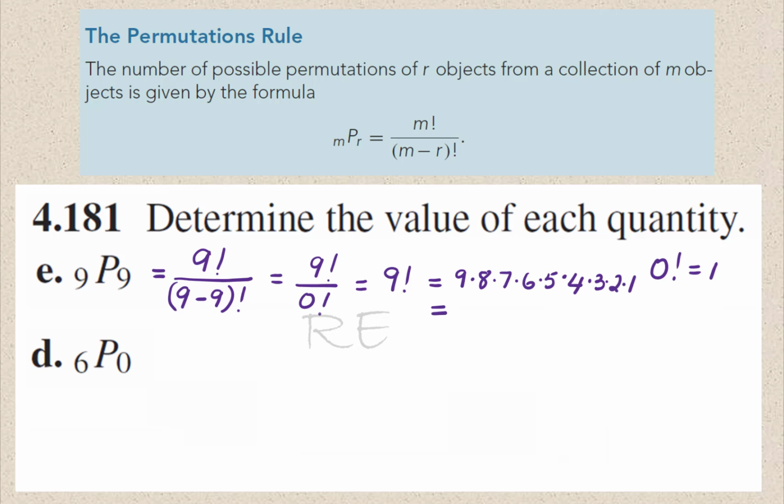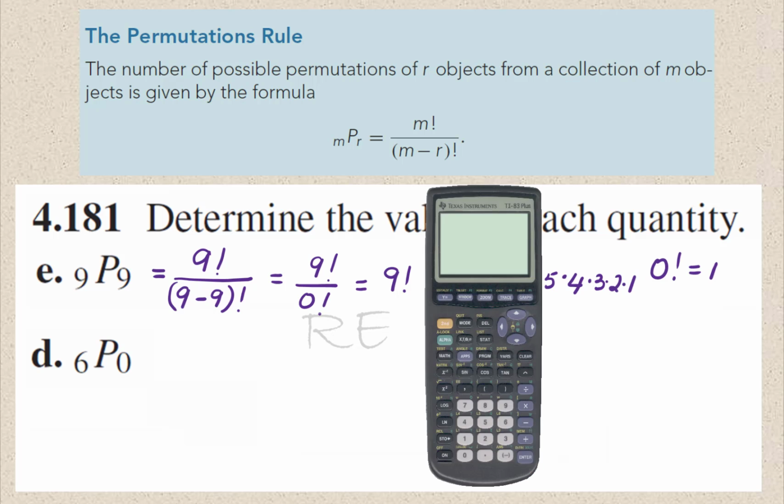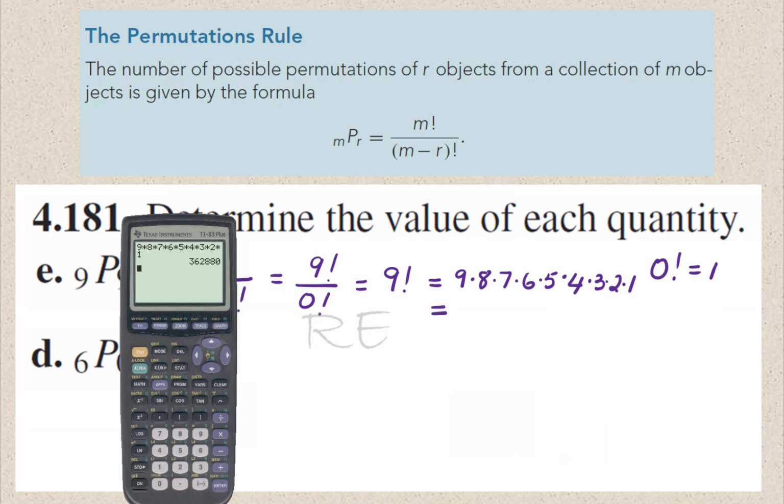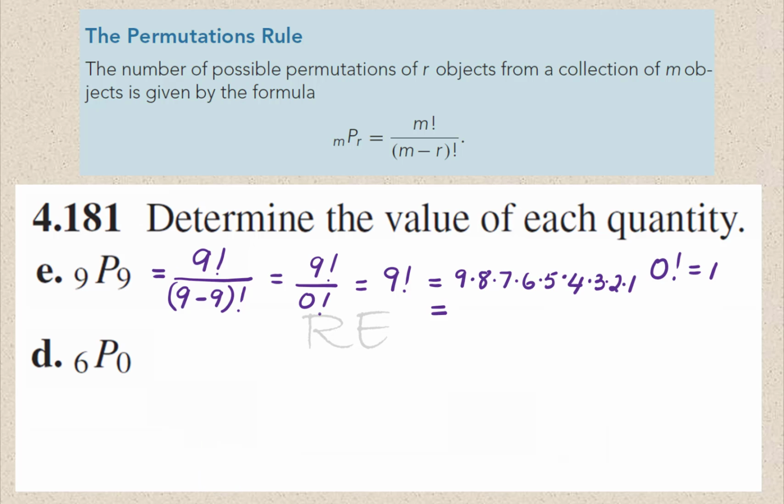And the answer, if we want to do it the long way with the calculator, we just enter all the digits, multiply them together, and the answer is 362,880.